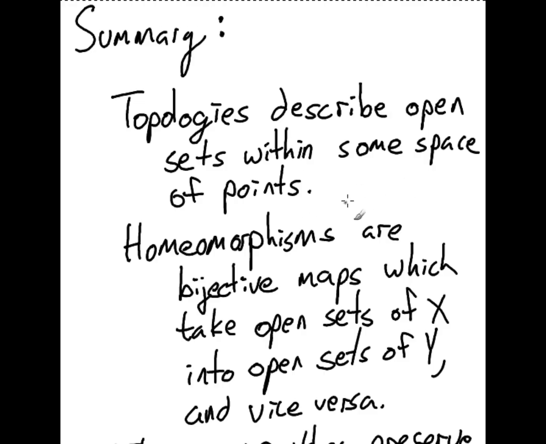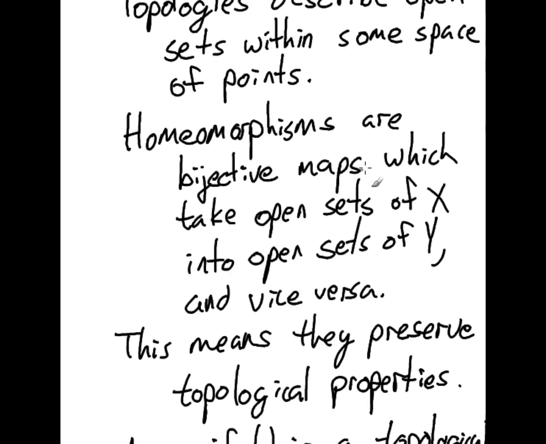We covered topologies. We talked about how it is a choice of open sets for any space that contains points, right? That's what a topology is. When we make that choice, homeomorphisms preserve the open sets. They are continuous in both directions, and they are bijective. And so any property that's defined in terms of open sets of X is going to carry over as a property that applies to open sets of Y.